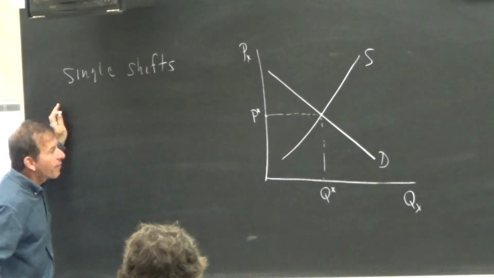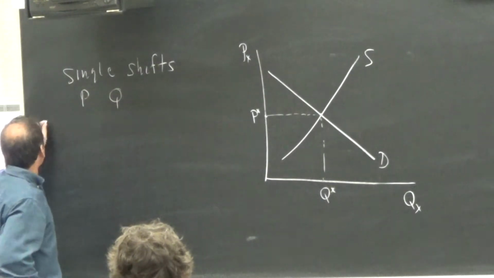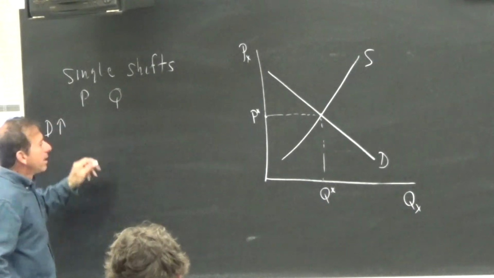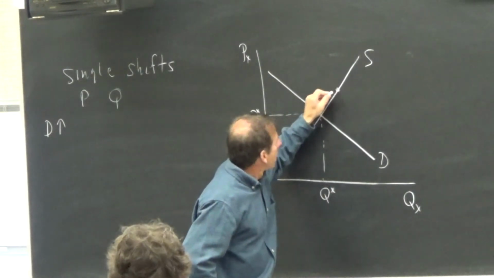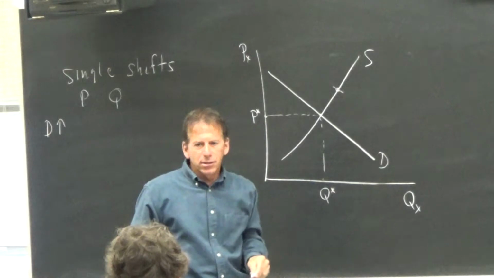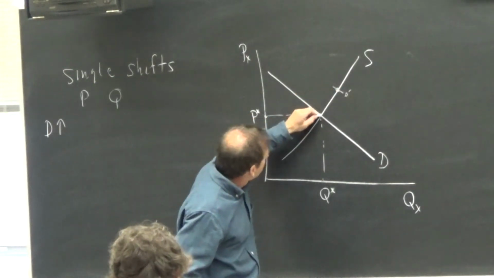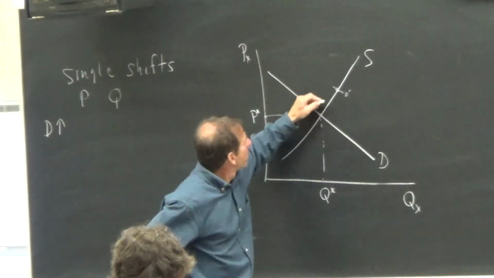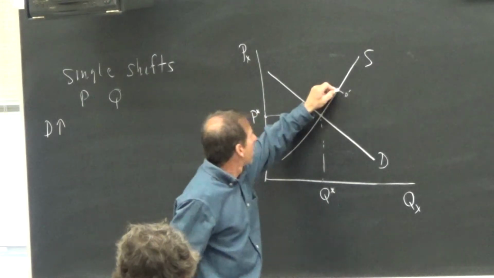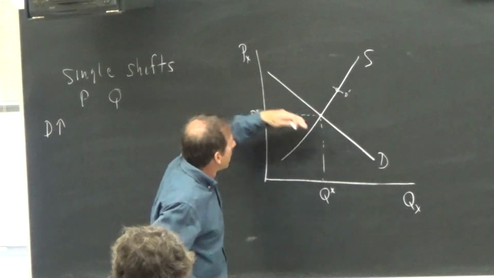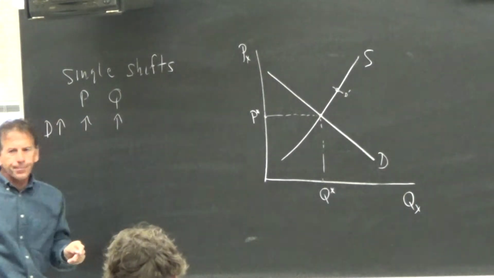Okay, so there's only 4 things that can happen from there. We can have the demand shift to the right, and if the demand shifts to the right, that means we would end up at a new line right there. It's a mini demand curve. So we go from this equilibrium to this equilibrium, so that when you compare this equilibrium to this equilibrium, we have a higher price and a higher quantity. So prices go up and quantity goes up.